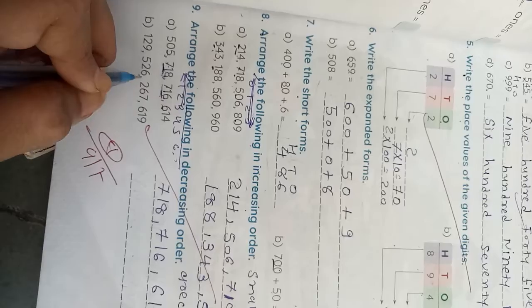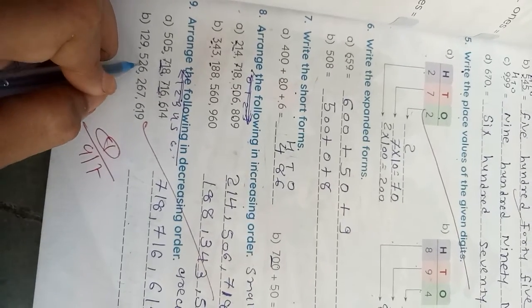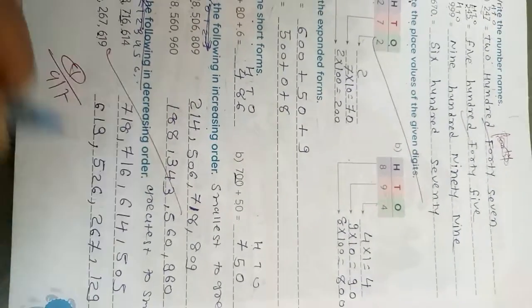Here you can see 1, 2, 6 and 5. So 6 comes first, 619. Then after 5, 526. Then after that 267. At the last, 129.